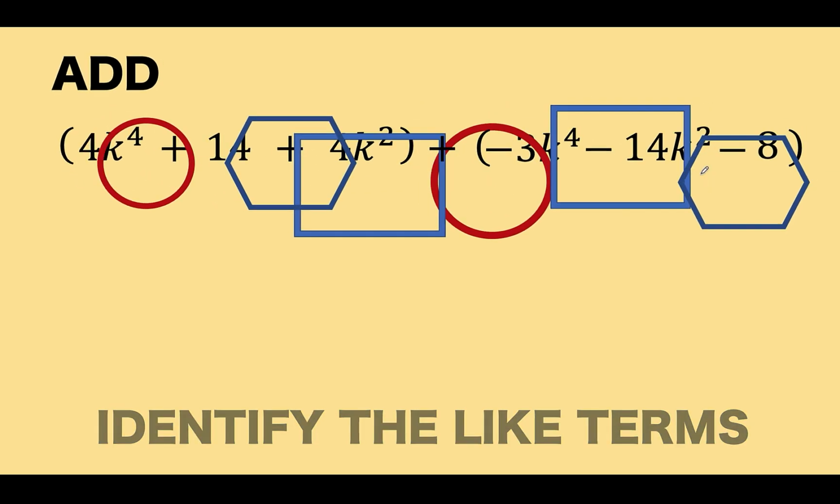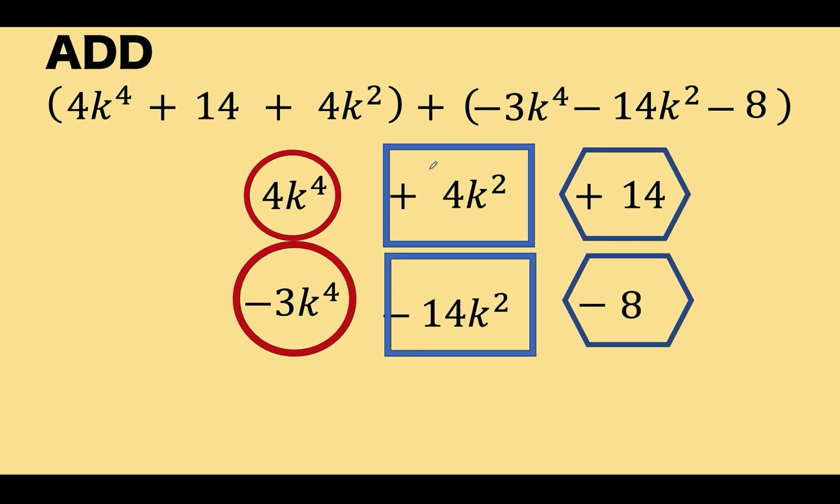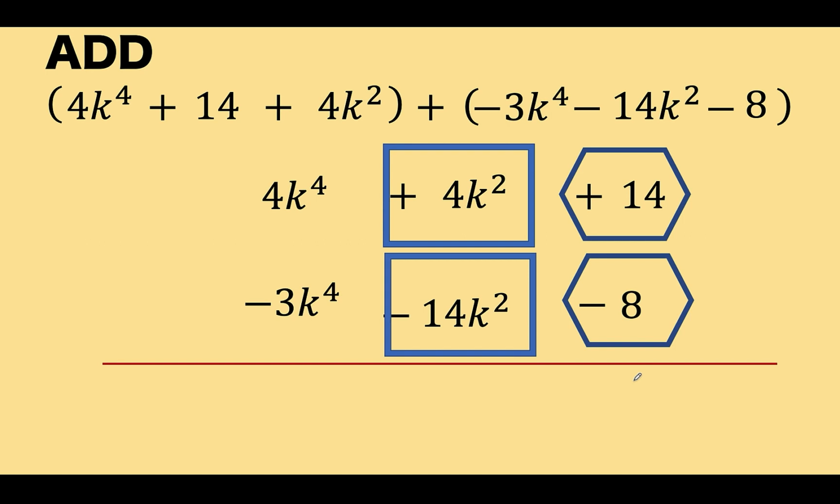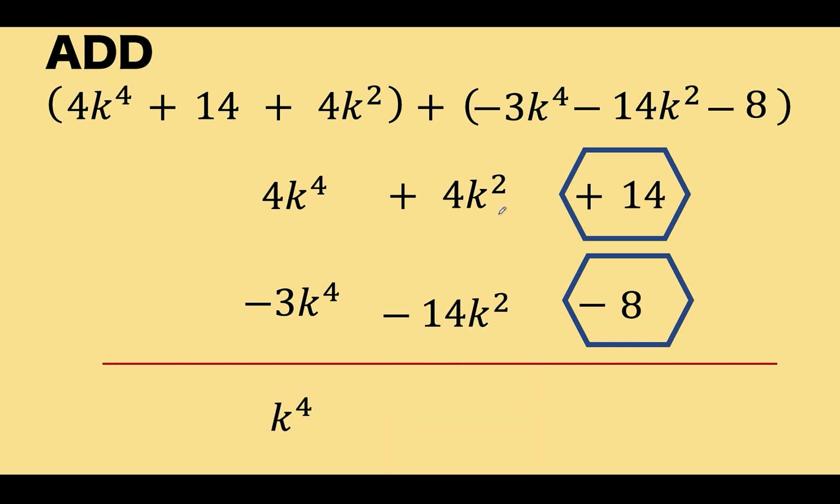So we are going to combine the like terms. They are now grouped together by shapes. The circles are like terms, the rectangles are like terms, and the hexagons are also like terms. So 4k to the fourth minus 3k to the fourth is equal to 1k to the fourth. 4k squared minus 14k squared is negative 10k squared.